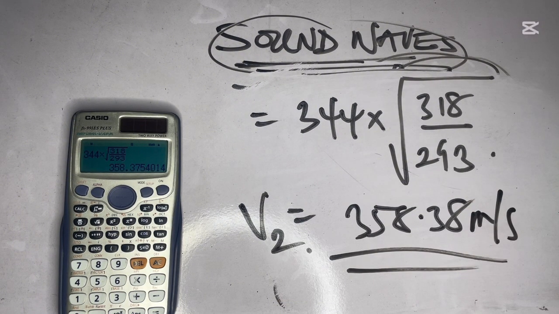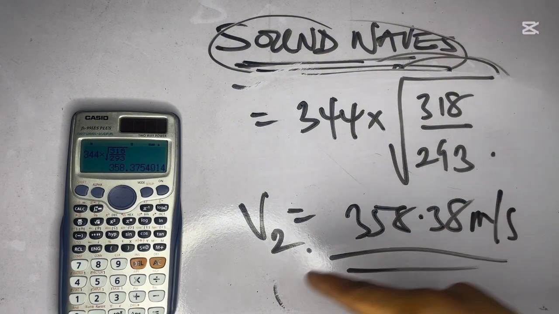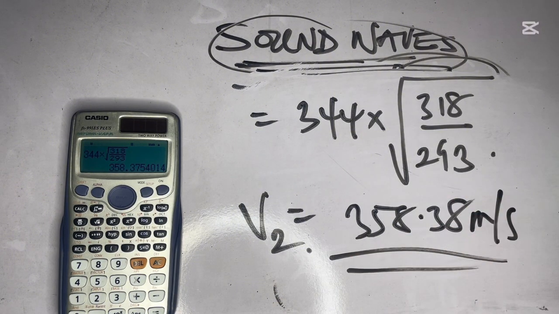This is just one out of many examples that we are going to be solving. So this is 358.38 meters per second, the second velocity, V2. Please mind you, this v we are using is not capital letter V, it's small letter v. Anytime you see small letter v, it indicates velocity. Capital letter V mostly indicates volume.